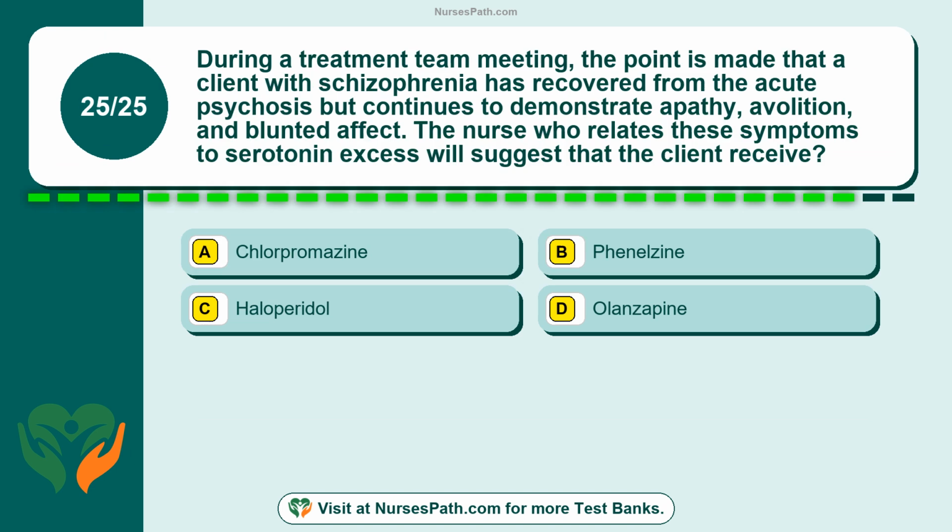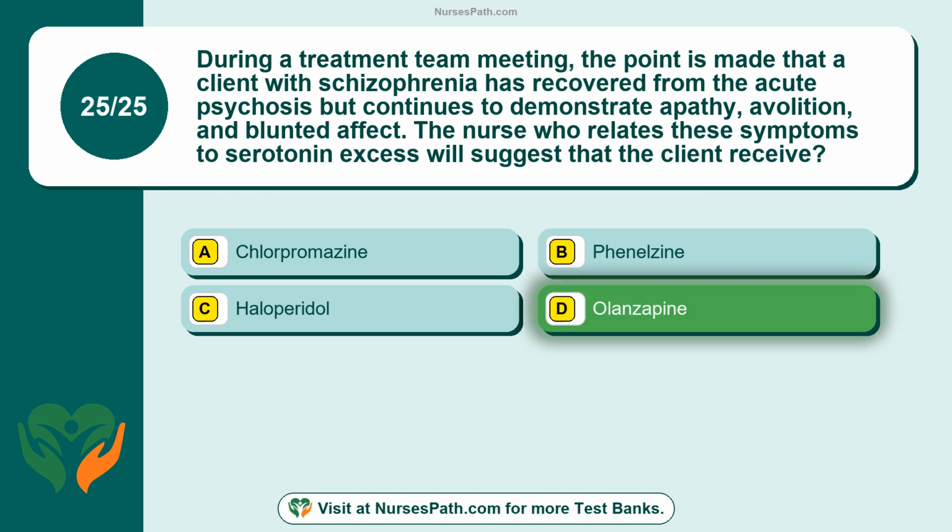Question 25. During a treatment team meeting, the point is made that a client with schizophrenia has recovered from the acute psychosis but continues to demonstrate apathy, avolition, and blunted affect. The nurse who relates these symptoms to serotonin excess will suggest that the client receive option A, chlorpromazine, option B, phenelzine, option C, haloperidol, option D, olanzapine. The correct answer is option D.